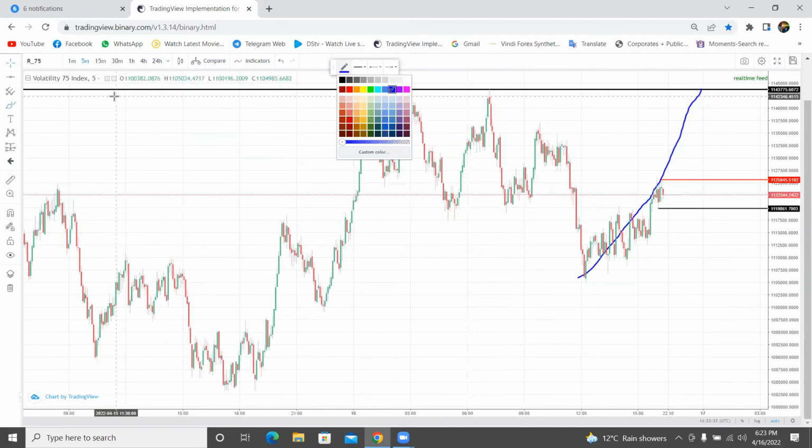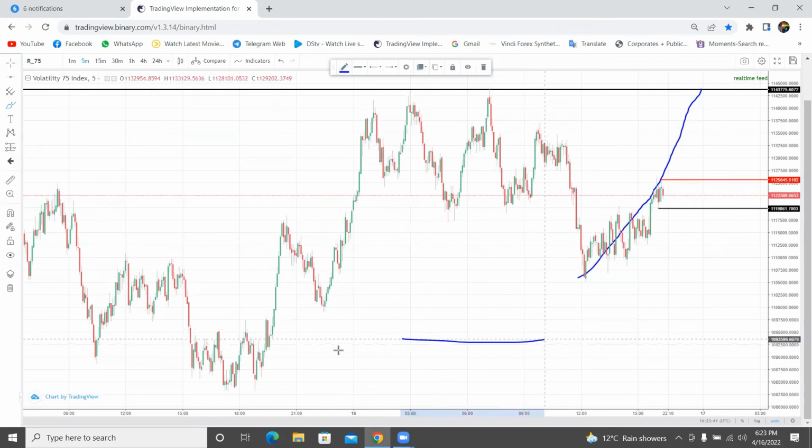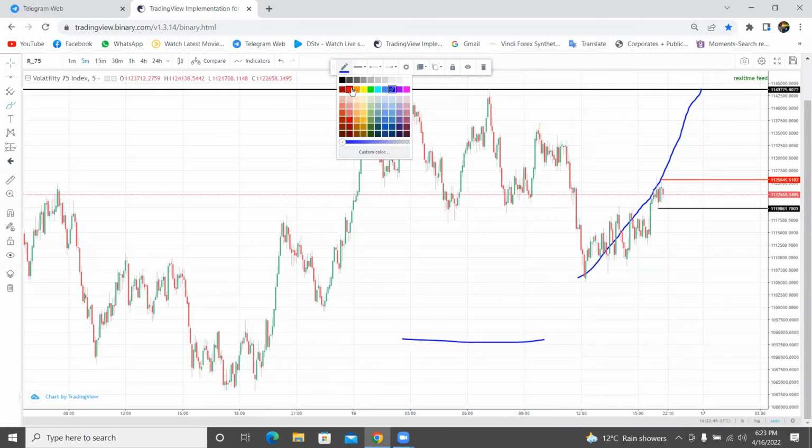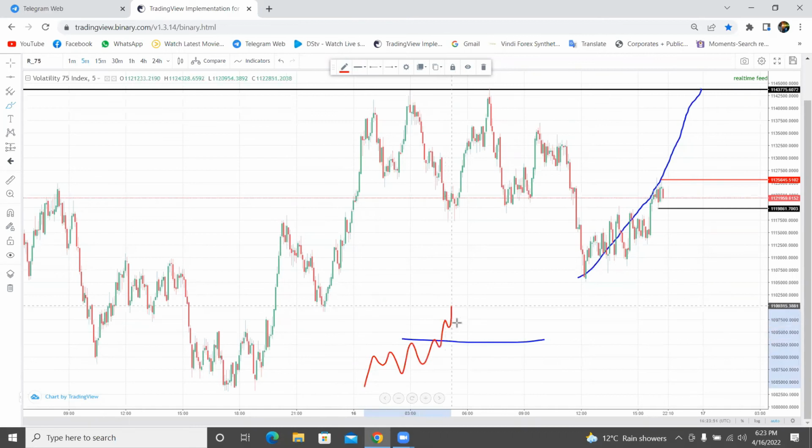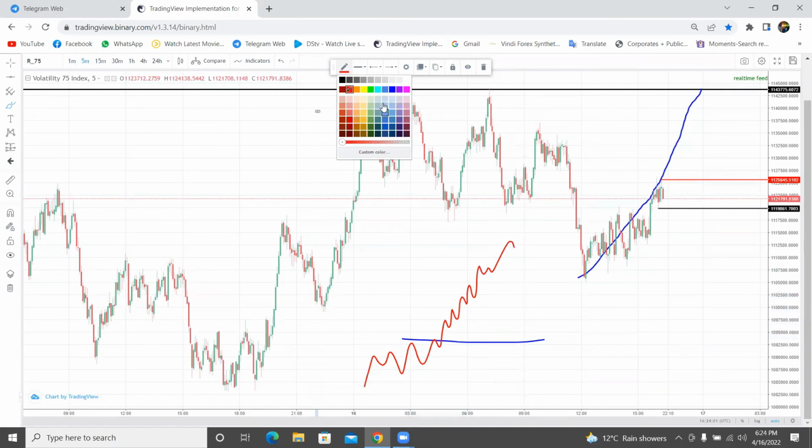This is your entry level. This is the market. Let me show you the market. This is the market, it was going like this. And then when you entered here, you caught the market, you understand? The blue line is the entry level. And then this is coming to be your stop loss, you understand?